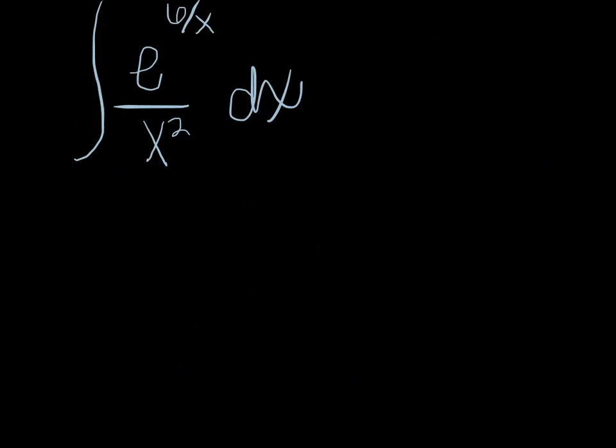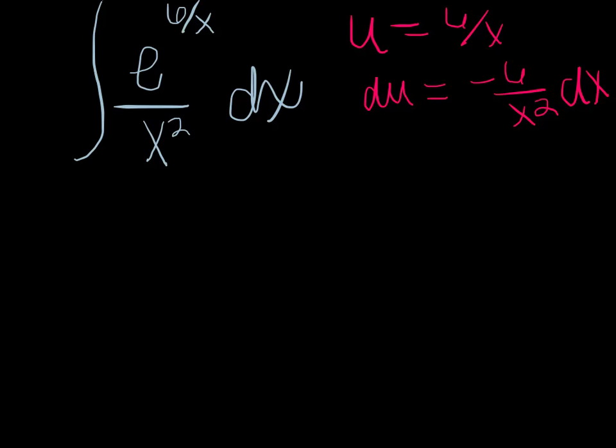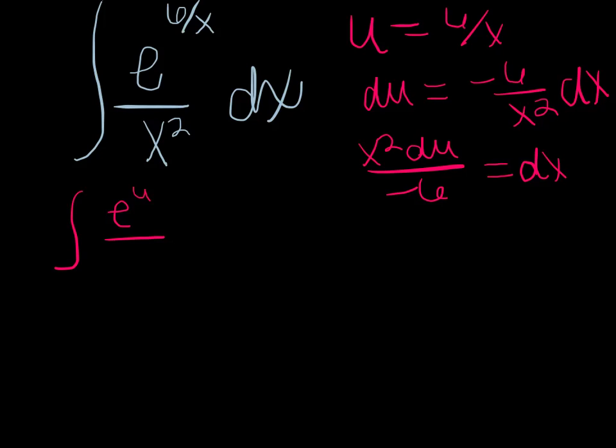So this one's a little bit trickier. For our u sub, we're going to let our u equal 6 over x, and our du is going to equal negative 6 over x squared dx. Now we're going to solve for dx, and we're going to get x squared du all over negative 6 equals dx. So you'll see when we plug that back in, we get e to the u over x squared times x squared du all over negative 6.